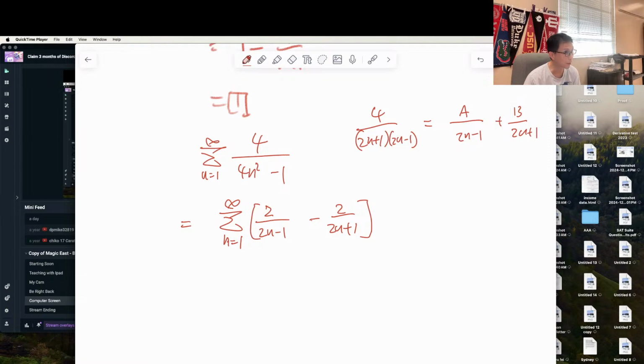You multiply both sides and you plug in n equal to 1/2, and n equal to negative 1/2. You solve for A and solve for B. Once you solve, A should be equal to 2, and B should be equal to 2 as well, negative 2 actually. I don't need to teach you how to do partial fraction, right?